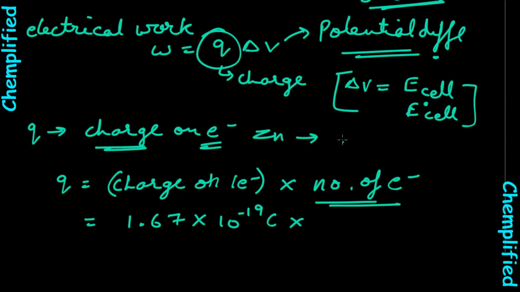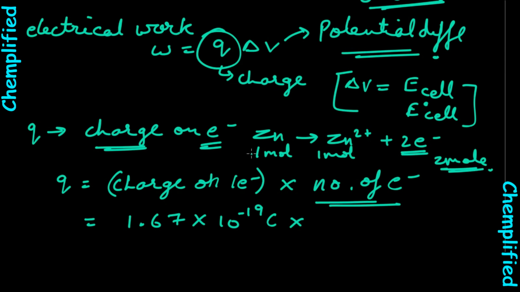Now zinc, when it undergoes oxidation, gives Zn2 plus and 2 electrons, right? If we consider the number of moles, then 1 mole of zinc gives 1 mole Zn2 plus, but the number of electrons given by 1 mole zinc is 2 moles, right? So the number of electrons depends upon the type of atom which we are using, and N represents the number of moles. So we can write N multiplied by Avogadro number, that is 6.022 into 10 to the power 23.